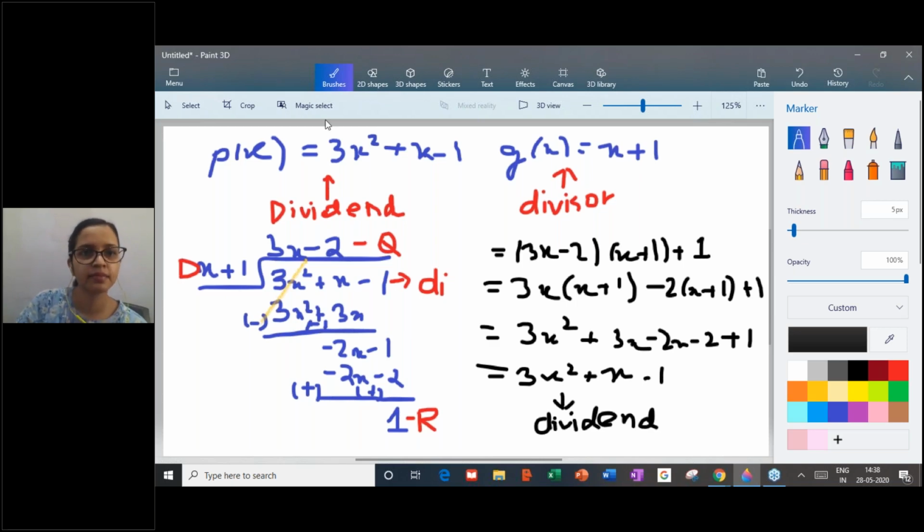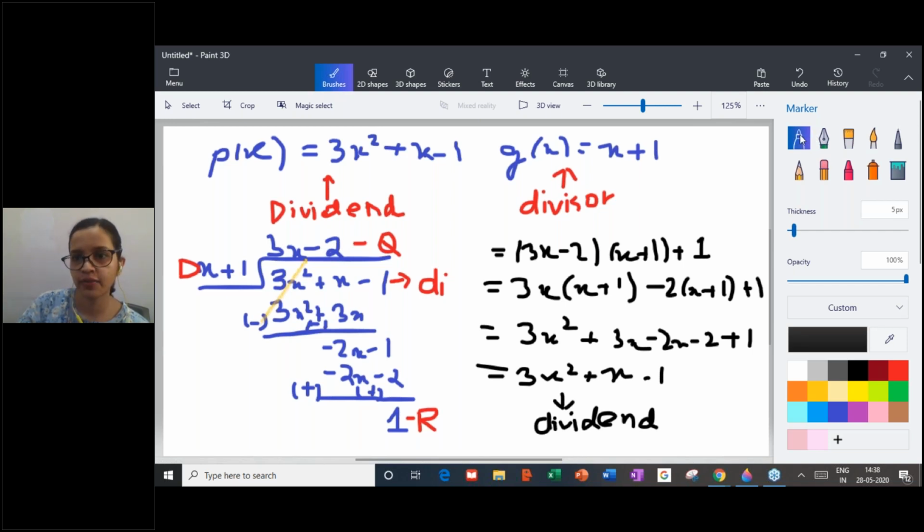Right, we will get the dividend. Yes, is it clear till here? What I have done, I just did division, and if you multiply the quotient with the divisor and add the remainder, you get the dividend back.